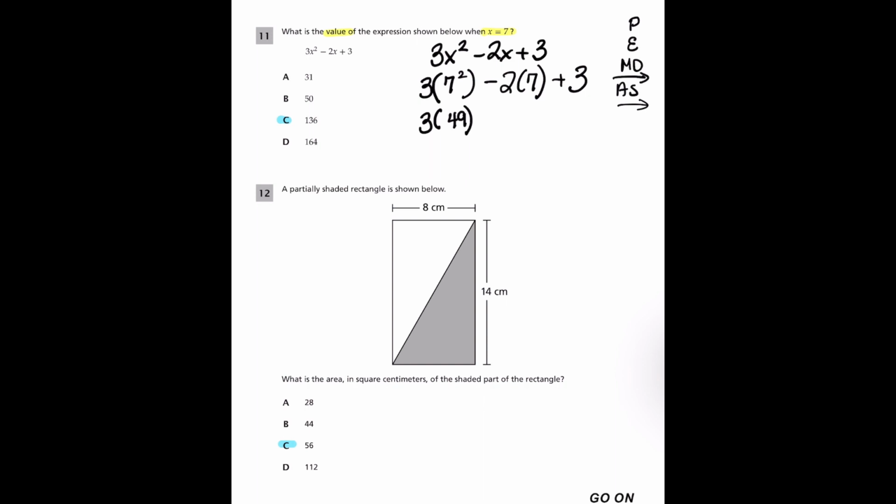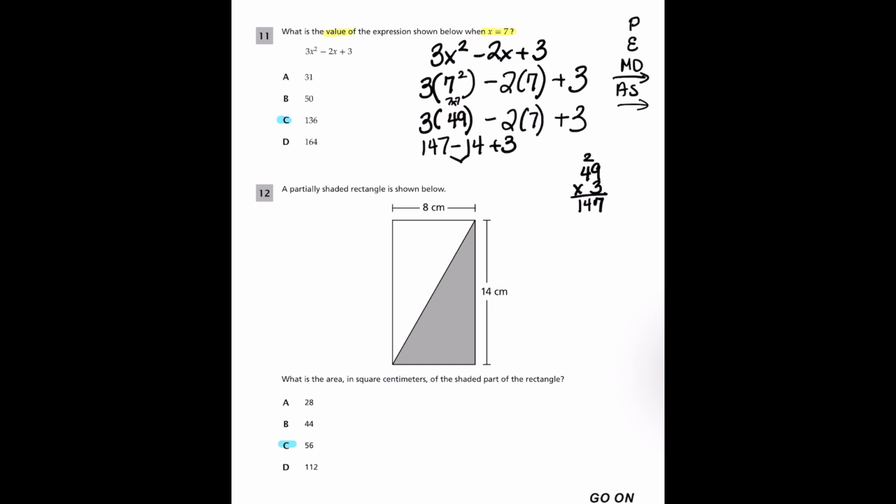Another common mistake: some kids will say 7 squared is 7 times 2, which is 14. This actually means 7 times 7. Let me put that there so you can see 7 times 7. Minus 2 times 7 plus 3. Let's do our multiplication next. 3 times 49. You may have to show your work somewhere. 9 times 3 is 27. 4 times 3 is 12, plus 2. So 147 minus 2 times 7 is 14, plus 3.